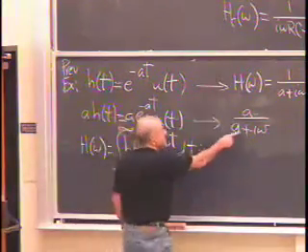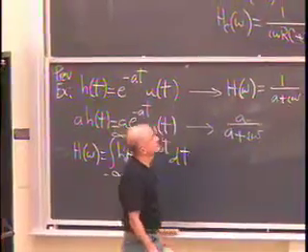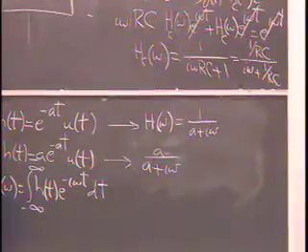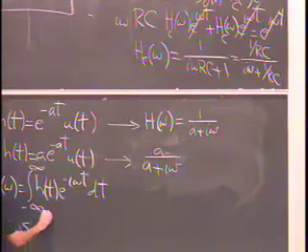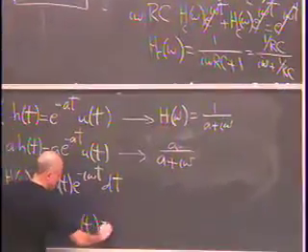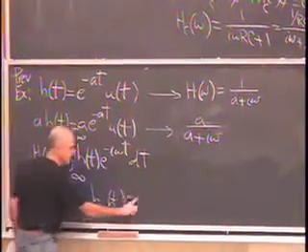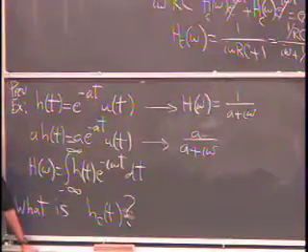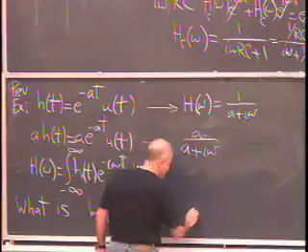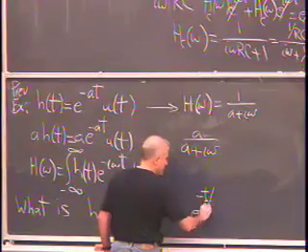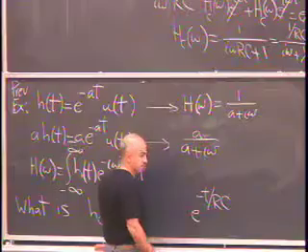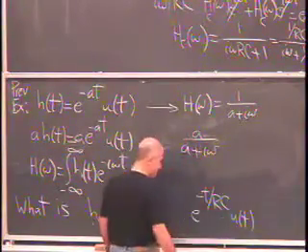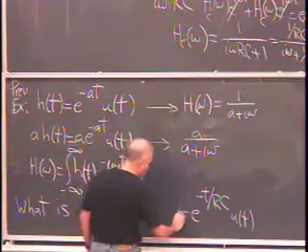So now compare this with that expression. What can you tell me about h C of t? It's e to the negative t over RC, u of t, scaled by 1 over RC.